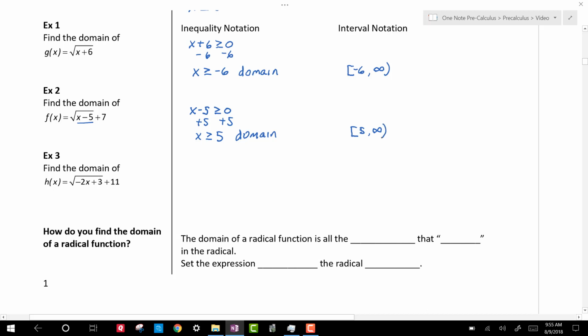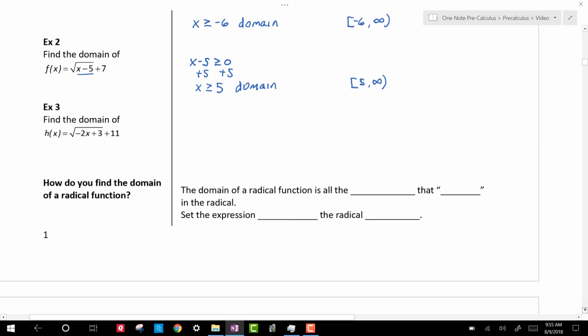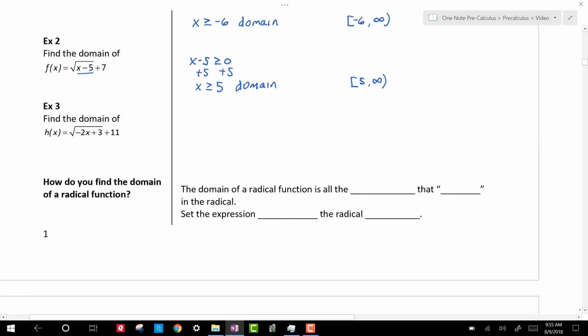All right? So I would encourage you to shut off the video and try one on your own here. All right, so my focus again is right here. I don't care about the +11. I just know that -2x plus 3 has to be greater than or equal to 0.